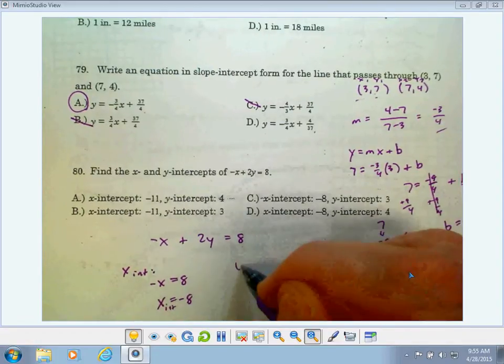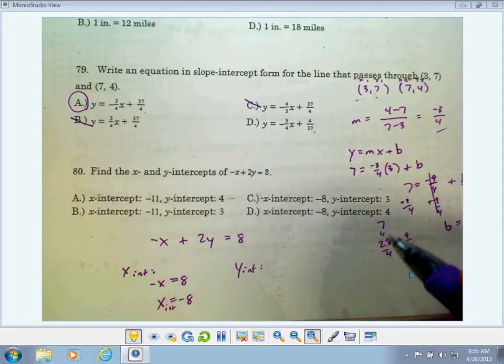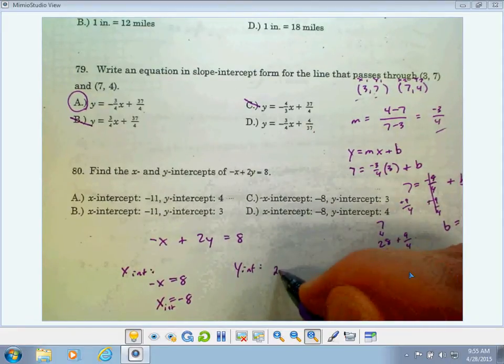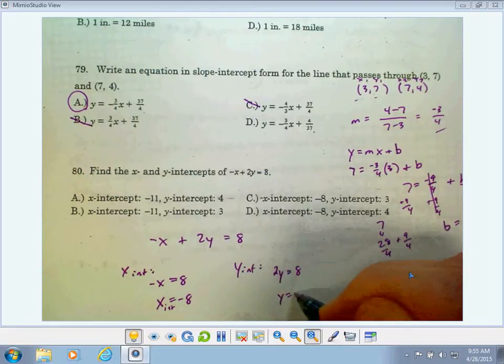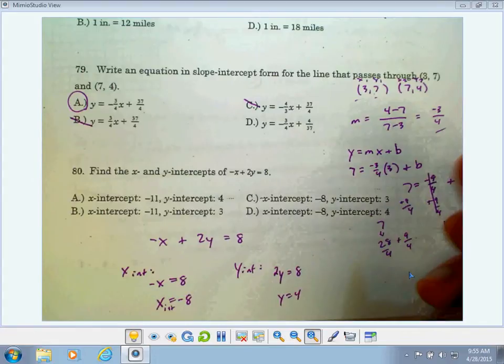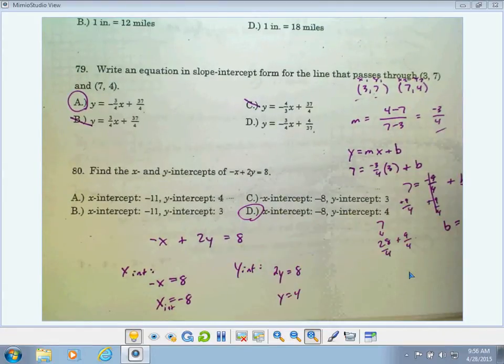I do the same thing for the y-intercept. I treat it as if the entire x term wasn't there, because it would be a 0. So really the problem is 2y equals 8, y equals 4. So we need x-intercept -8 and y-intercept 4. D is our answer.